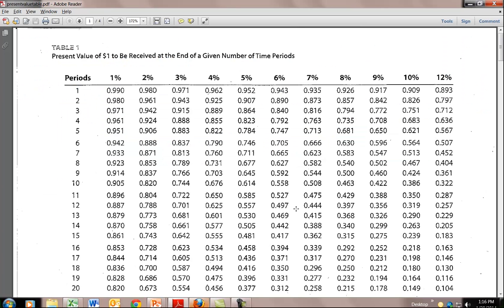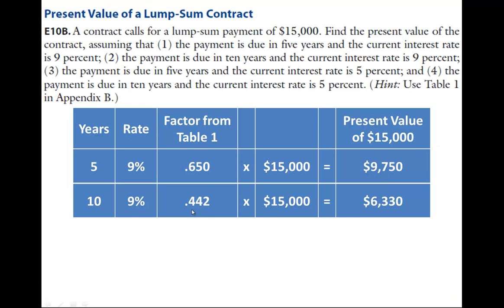The next example, we're going to do 10 years with $15,000. So I switch to the table again and I'm still at 9%, but now I don't want the lump sum until 10 years from now. So my factor is 0.422. So I take my 0.422 times 15,000 and I get 6,330.